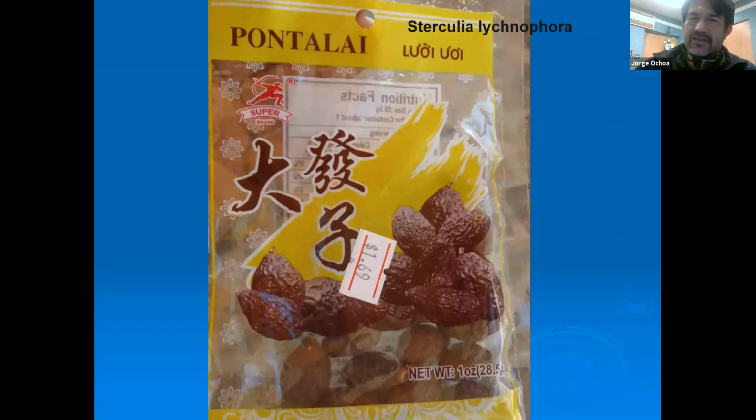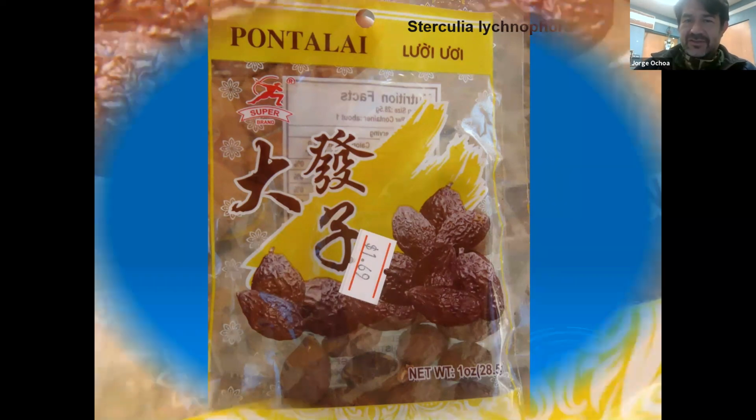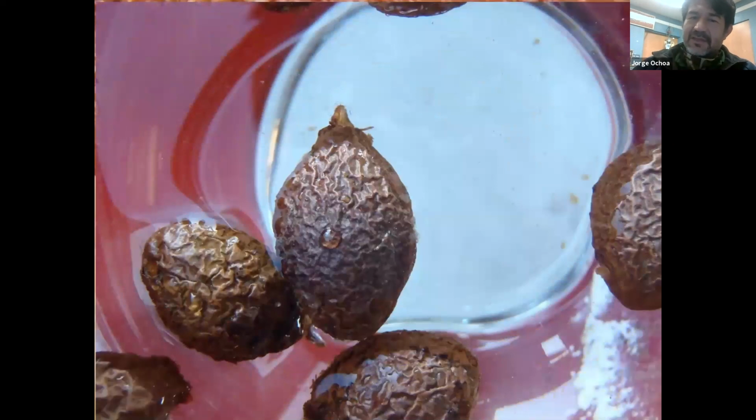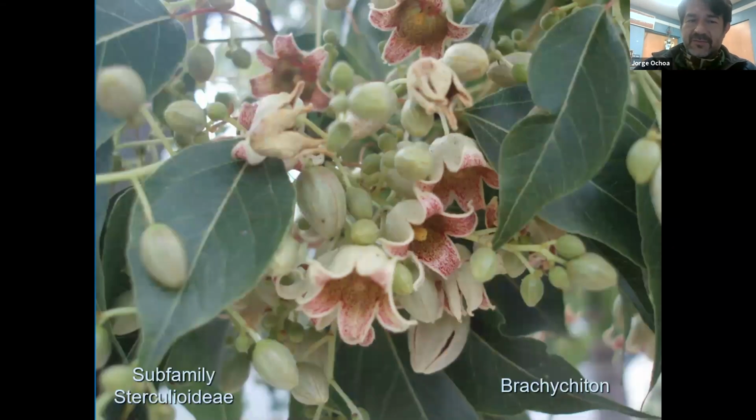If you go to some of the stores, they do sell these seeds that you can put in water. They begin to swell and make a gelatinous material that you can use for desserts, or flavor it and eat it as a dessert. And here are the seed pods, and there's where I was mixing them with water just to show you.